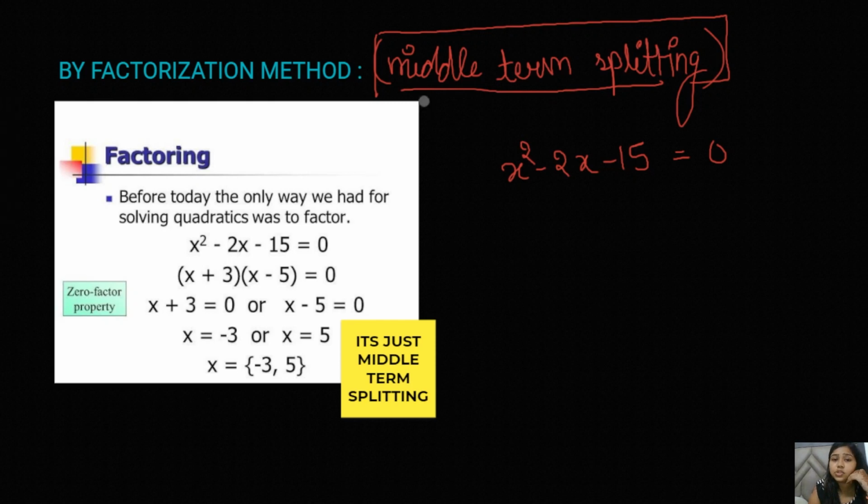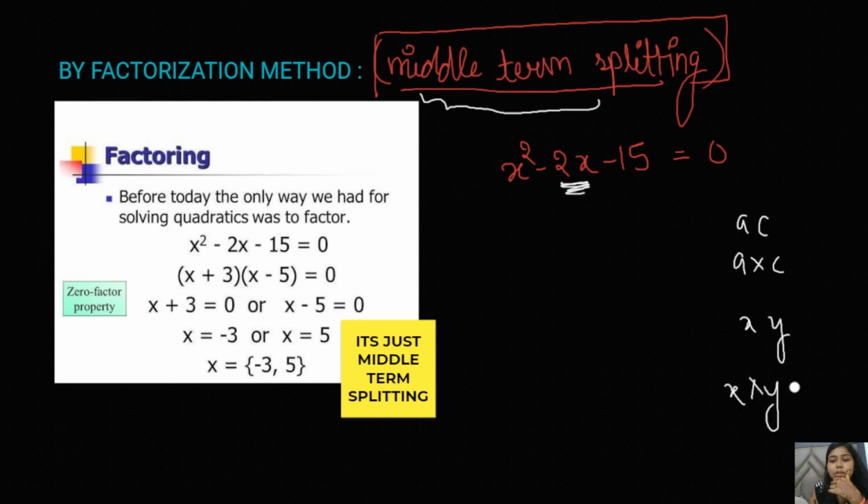So as the name suggests, the middle term in the quadratic equation like this 2x will be split into two numbers such that they will form the factors. So basically it is something like AC, the product of a and c. Let's just suppose the two numbers are x and y. By multiplying them we must get the product of a and c. This is a and this is c, and by adding them we must get the b. So this is what we have to do in the middle term splitting.